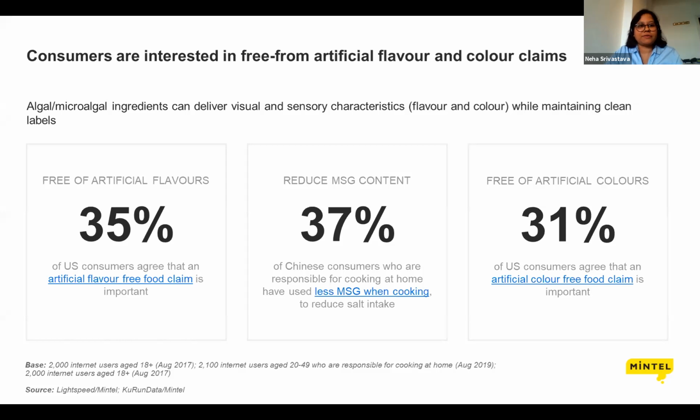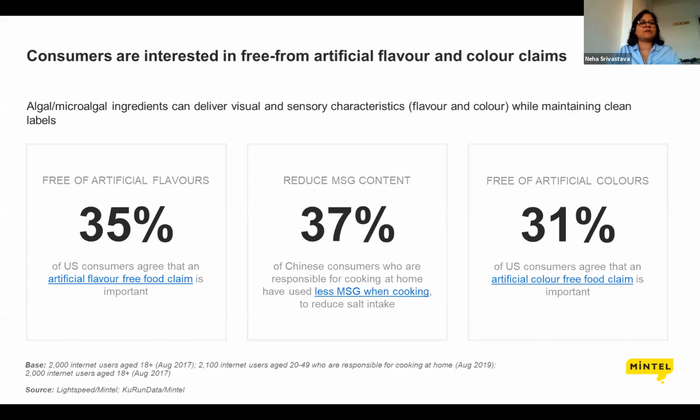Another trend we have seen among consumers is their interest in free-from claims. As I mentioned earlier, consumers are interested in products which are free from artificial flavors, artificial colors, and so on. From the consumer data, we can see 35% of US consumers are interested in products which are free from artificial flavors. 35% of Chinese consumers are interested in reducing MSG, that is monosodium glutamate, which is generally used as a food flavor. And 31% of US consumers are interested in food and drink free from artificial colors.